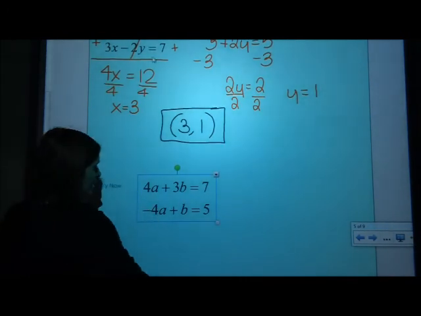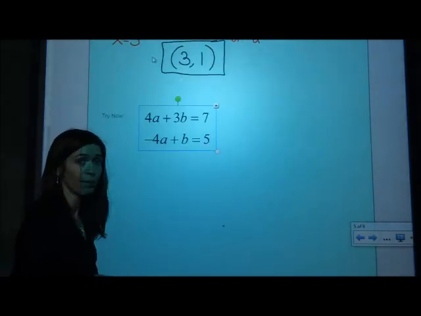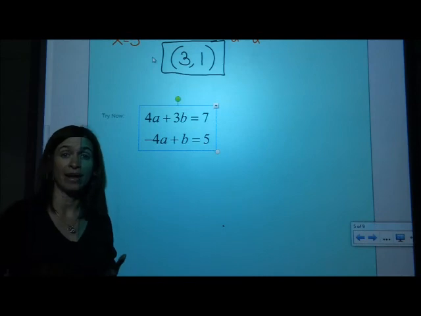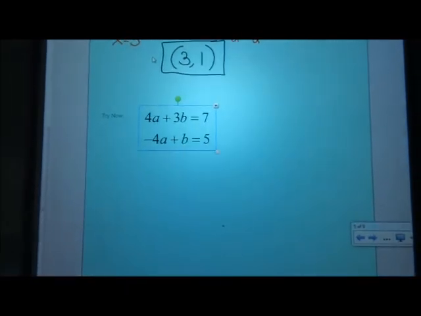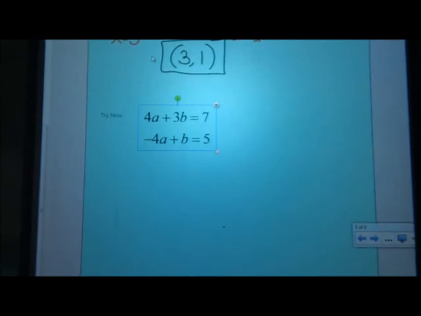All right, so I want us to try one now. So we're going to try this next one. I want you to go ahead and try it. I want you to press pause, and then I'm going to come back and do it for you, okay? So you should be pressing pause at this moment.